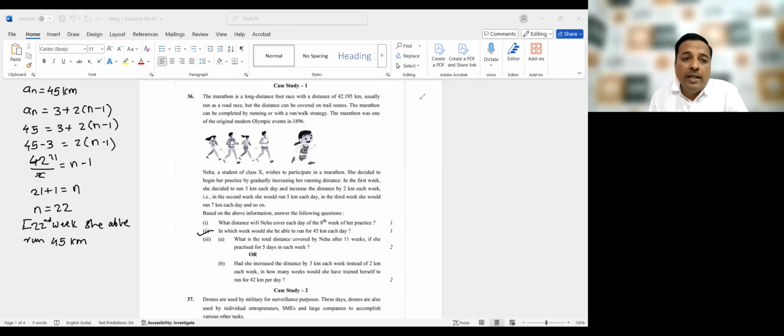तो सबसे पहले हम लोग ना 11 वीक का उसका डिस्टेंस निकालते हैं. सो वी हैव फॉर्मूला AN इज इक्वल टू 3 plus 2 n minus 1. So just find 11 is equal to 3 plus 2, 11 minus 1. So 3 plus 2 into 10. So 3 plus 20. So this becomes 23 kilometers. So 11th week में वो 23 kilometers गई है.